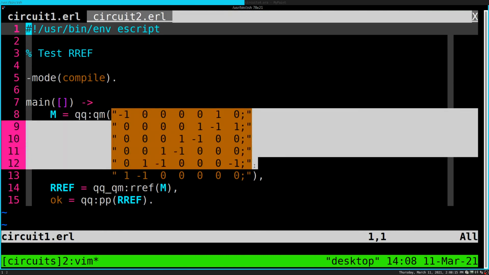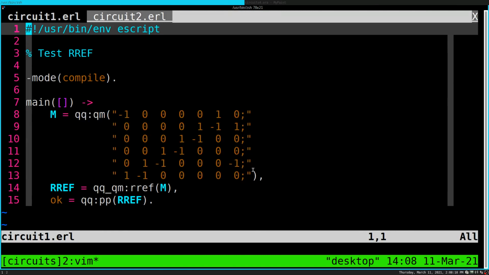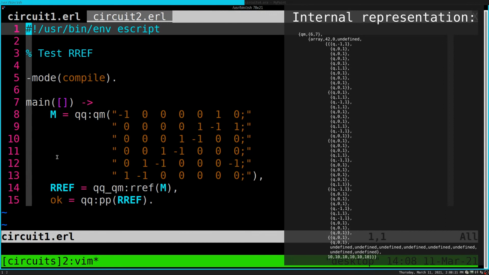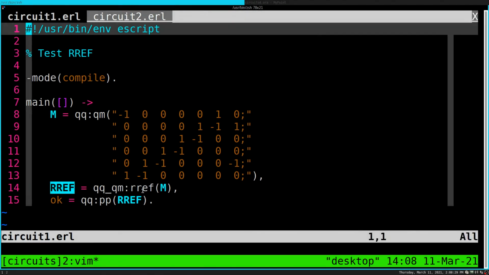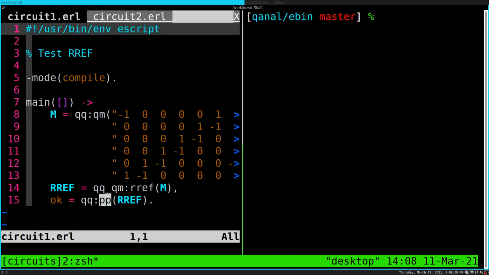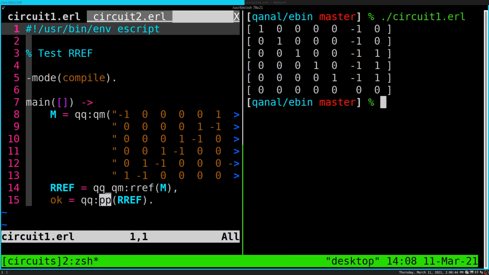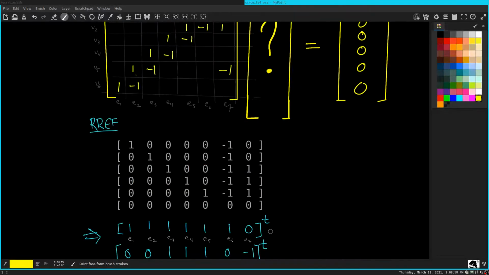I wrote a string parser that converts this internally into a matrix representation that's useful. Then we take the row-reduced echelon form of M, so QQ rational matrix, RREF row-reduced echelon form of M. Then OK, PP, that stands for pretty print, the reduced row echelon form. And when we do that, this is the matrix that pops out, and as you can see, I copy and pasted the same matrix into here. Alright.